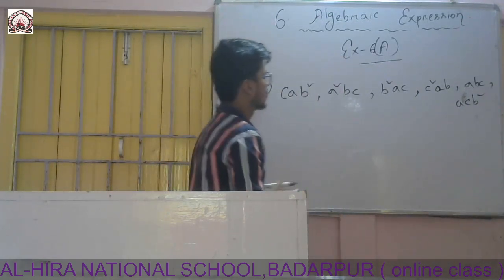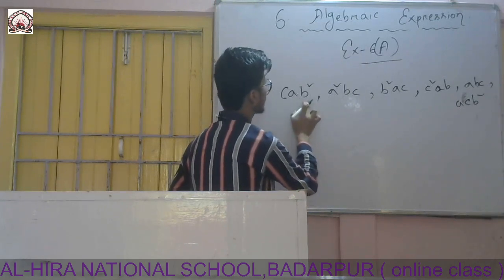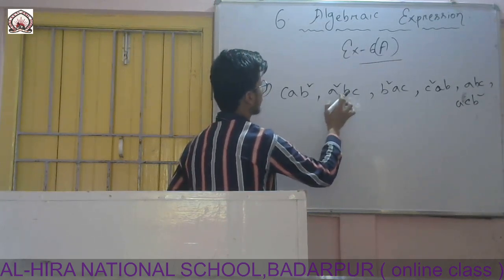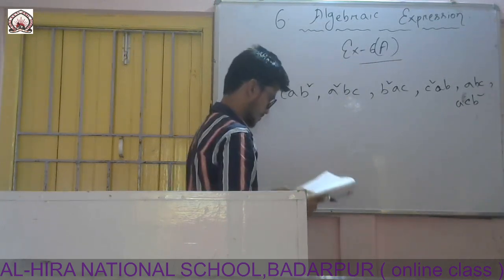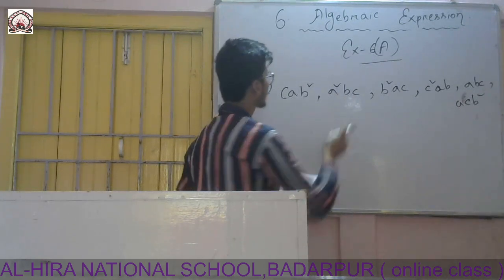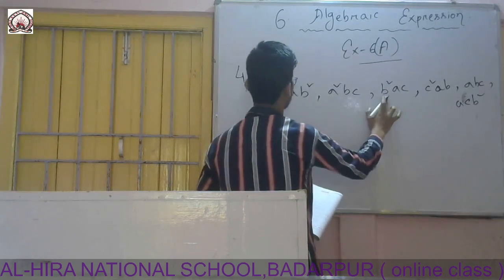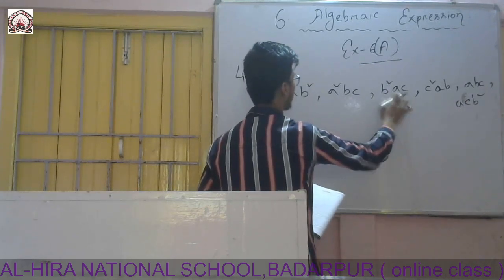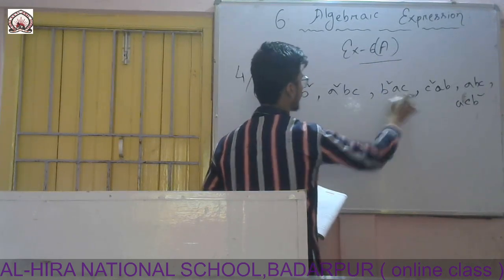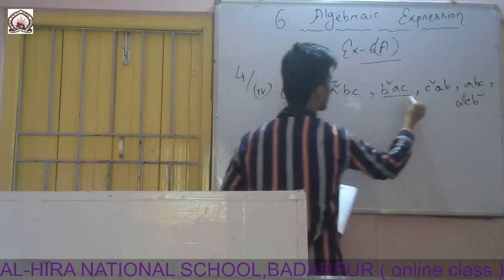So look at the question, CAB square and C, these are both different. This one and this one are not matching. There you see B square, there also B square, there is A, there is 1A, there is C, there is also 1C. So this one and this one is similar.